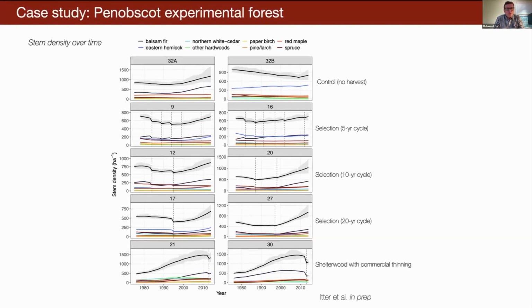So we're looking at stem density changes in individual species across those 10 management units with different management regimes being implemented. The dashed lines are harvests. So you can see the decrease in the stem density and subsequent recovery post-harvest in these systems.